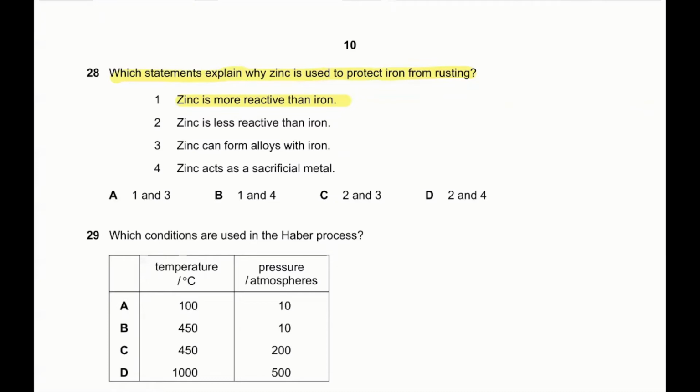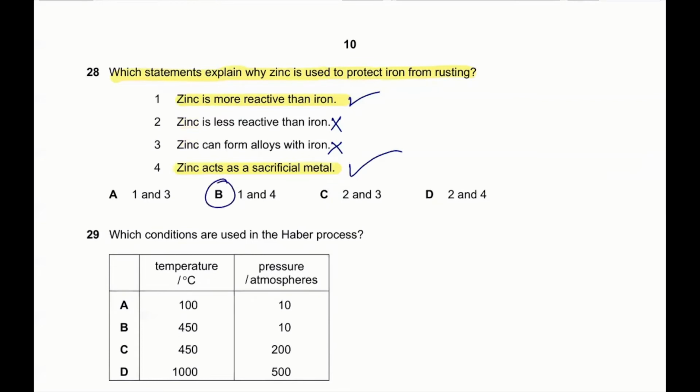So 1 is correct. Zinc is less reactive than iron. This is a wrong statement. Zinc can form alloys with iron. This is also correct. However, zinc is used to protect iron, and in this particular case we do not use it in the form of alloy. Iron is not mixed with zinc so that the zinc can provide its sacrificial protection. Zinc acts as a sacrificial metal. Yes, exactly. This is correct. So 1 and 4 correct. B will be the correct answer, guys.